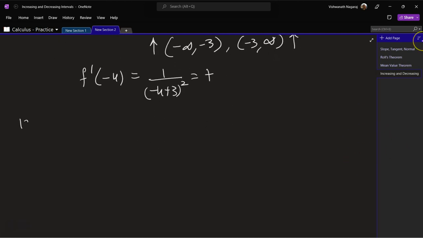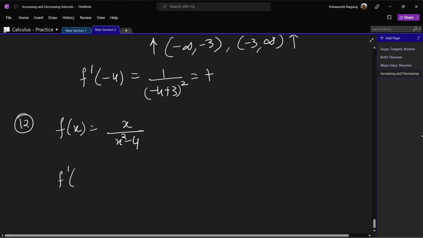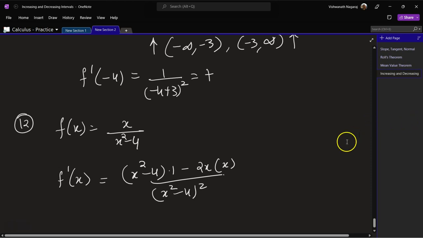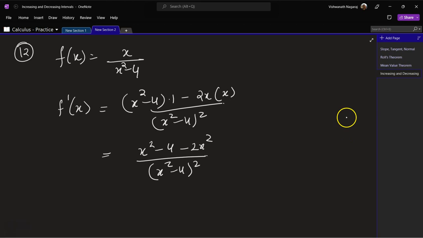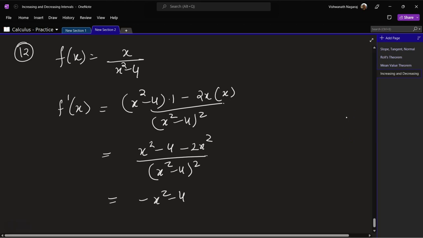Okay, 12th one. F of x is equal to x by x square minus 4. Okay, let's differentiate this. F prime of x is equal to x square minus 4 times 1 minus 2x times x divided by x square minus 4 square. Let's simplify this. We get x square minus 4 minus 2x square divided by x square minus 4 square. So this becomes minus x square minus 4 by x square minus 4 square.